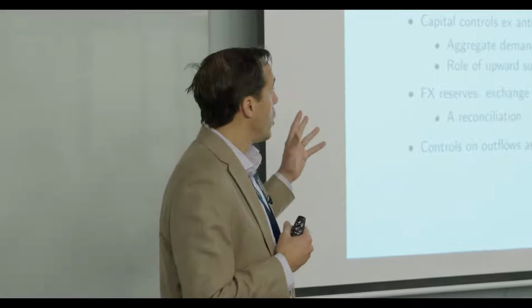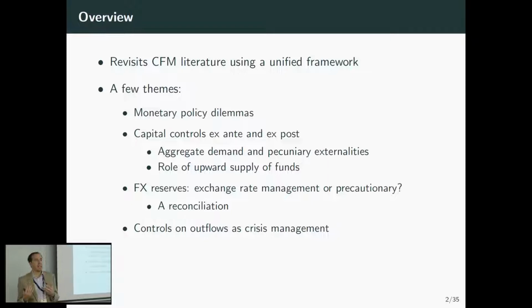At the core of our model is a monetary policy dilemma by which the central bank faces tensions between output stabilization and exchange rate stabilization. I'm then going to show you how capital controls, ex ante or ex post, can help improve the policy menu for the central bank. To think about capital controls from a welfare point of view, we need to think about what the underlying externalities in financial markets are. So I will talk about pecuniary externalities and aggregate demand externalities, but for today I'm going to focus mostly on aggregate demand externalities. I'm also going to talk about how foreign intermediaries, or basically having an upward-sloping supply of funds from abroad, shape some of the policy implications.